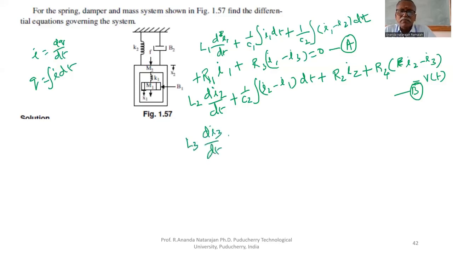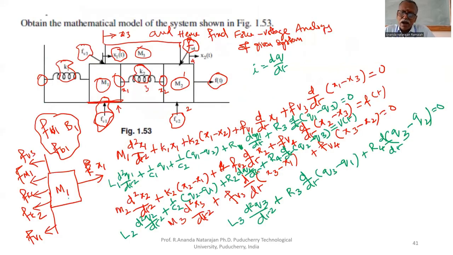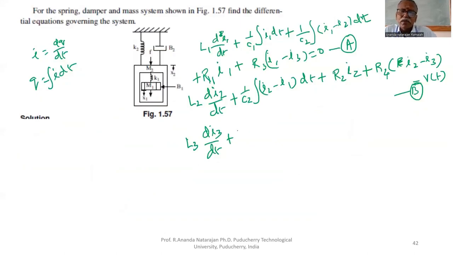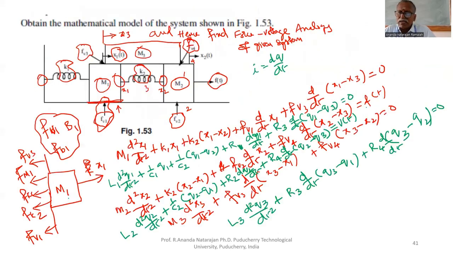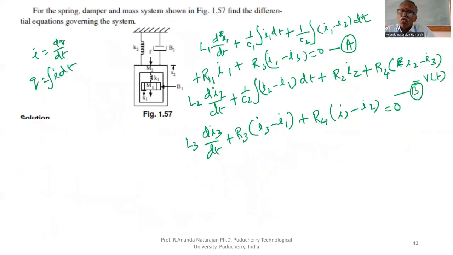Third equation: L3 di3 by dt plus R3 (I3 minus I1) plus R4 (I3 minus I2) equal to 0. This is the third equation. Now we have to draw the circuit.